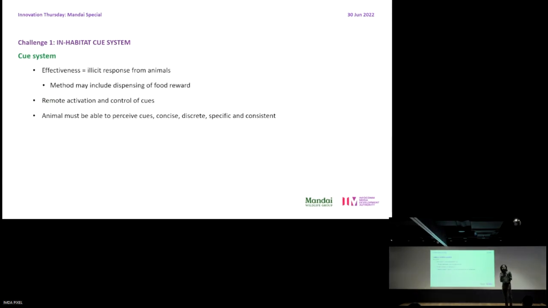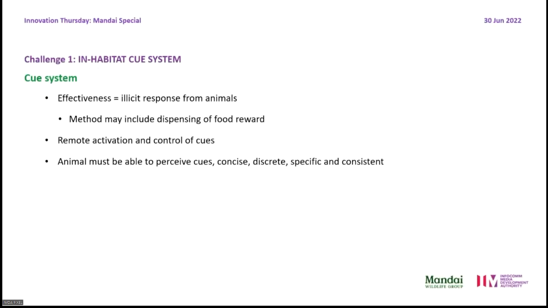Okay, and for a cue system to really be effective, it needs to elicit a response from the animals. For example, you can probably knock a door and the animals could probably not respond to it. But if you knock in a certain way that mimics how a fruit drops, that could elicit a real response because the animals could understand, oh, that could probably lead me to food. So the cue system should elicit a response from the animal, and the method may include dispensing food or reward systems. This is because when the animal hears rain, for example, the immediate behavior is to find shelter. So that is how the rain sound provides the behavior of finding shelter.